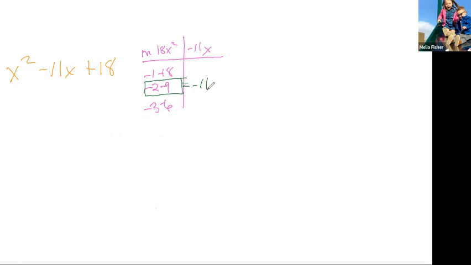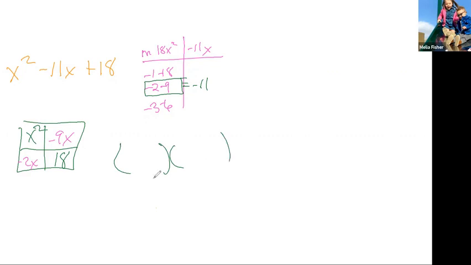Just so you can see where it would plug into the box if you wanted to do this, your x squared and your 18 would go there, and here would be a negative 2x and a negative 9x. Because our a value is 1, we can actually just put the negative 2 and the negative 9 into the factory. Good?